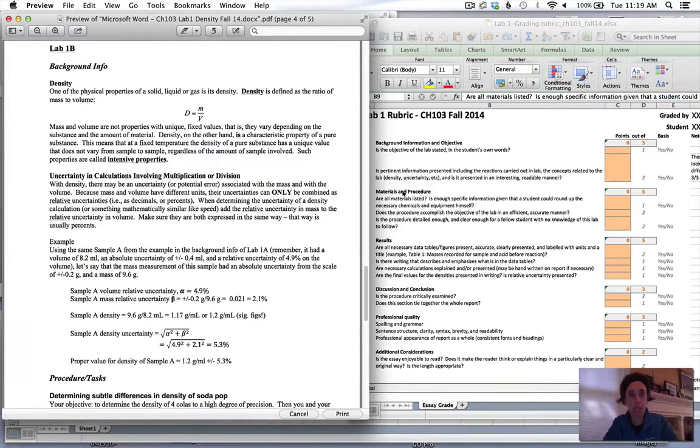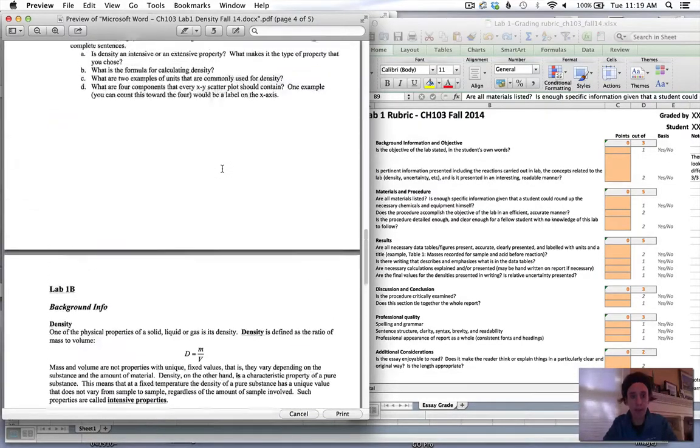So the first things I'm looking at here are what I mentioned in class, that all the information that you need to complete this lab report can be found in the rubric and the lab handout. So let's start with the lab handout.